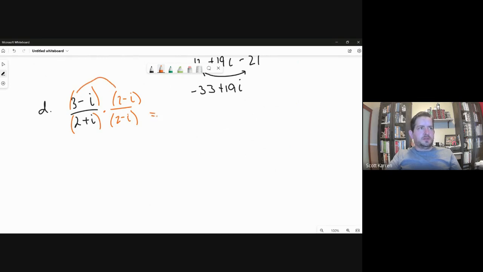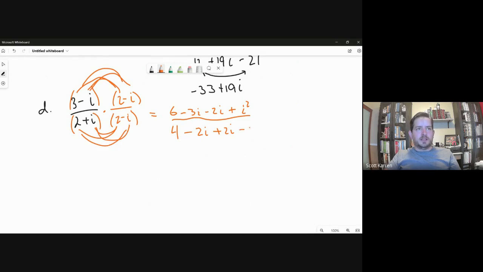3 times 2 is 6. 3 times minus i is minus 3i. Minus i times 2 is negative 2i. And then negative i times negative i, it's a negative times a negative, so it's plus, but it's still i squared. And then again in a second, that i squared is going to become negative 1. That's my numerator. My denominator, I'll go through and FOIL as well. 2 times 2 is 4. 2 times negative i is minus 2i. i times 2 is plus 2i. And then I have i times negative i, which is minus i squared.